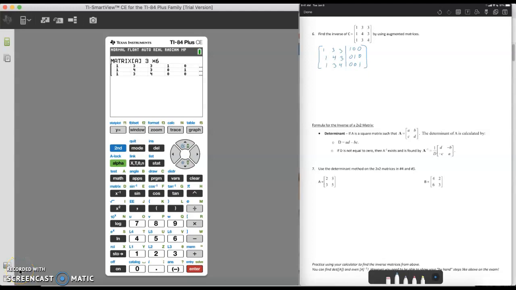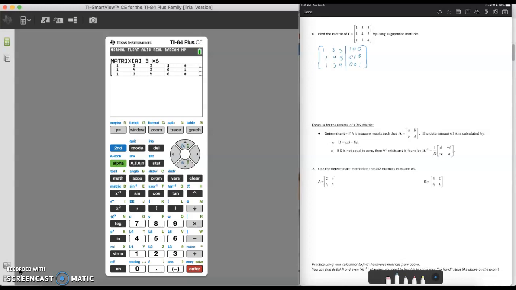Okay, everybody, let's go ahead and find the inverse of this matrix C. It is a 3 by 3 matrix. So I went ahead and set it up as an augmented matrix with the identity matrix attached on the right-hand side. So we need to go through and do row operations until we turn the left-hand side into the identity, and whatever's left on the right-hand side will then be our inverse.